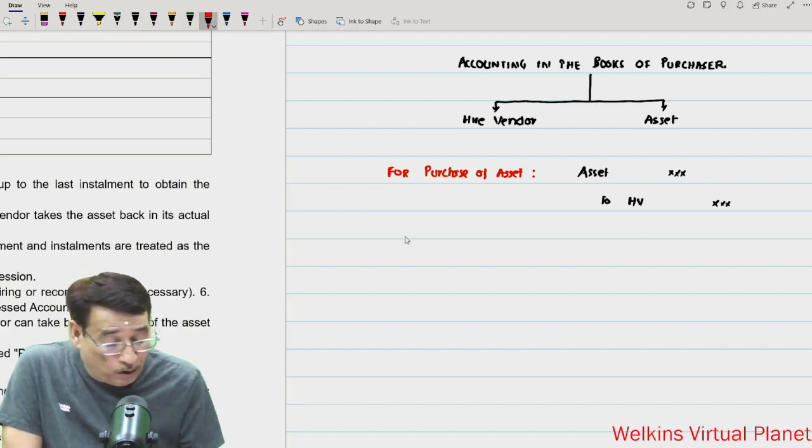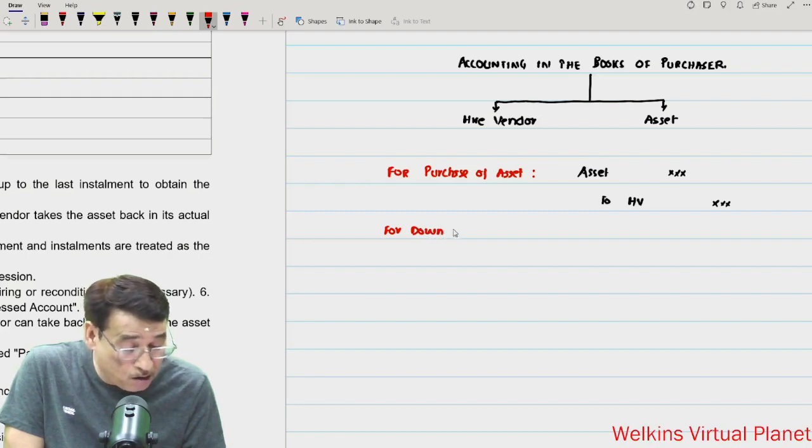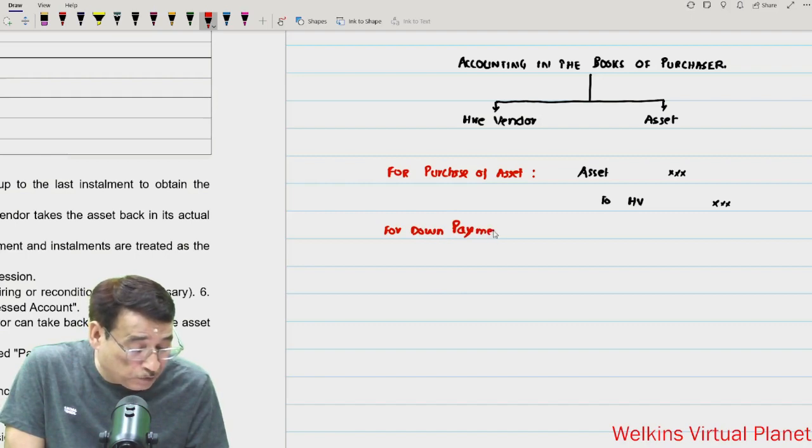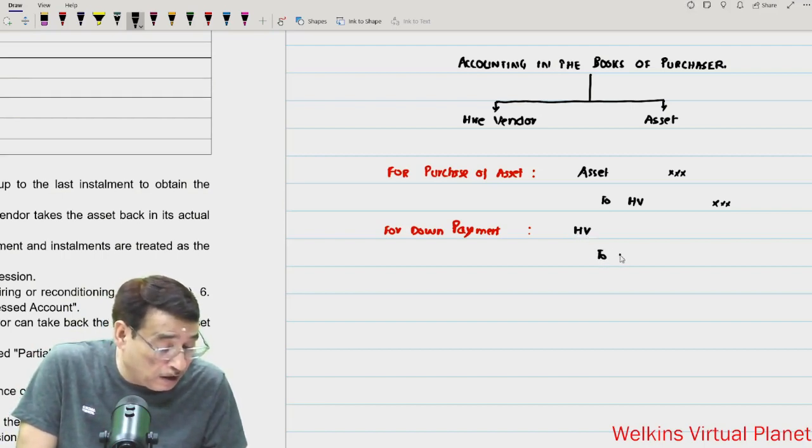And then on the date of purchase, we will pass another entry, that is for down payment. If you remember, the entry which we passed in the last session for down payment is hire vendor account debit to bank account.